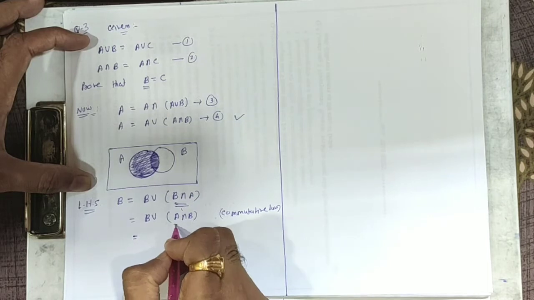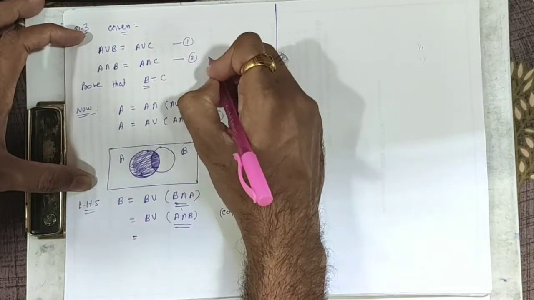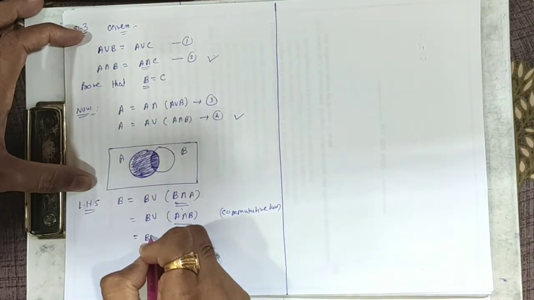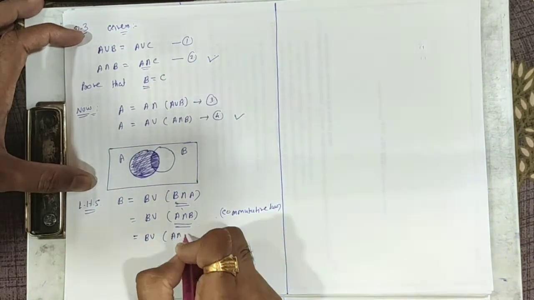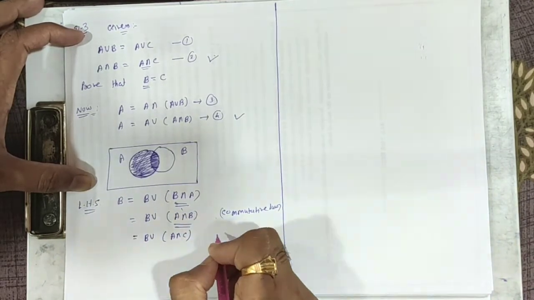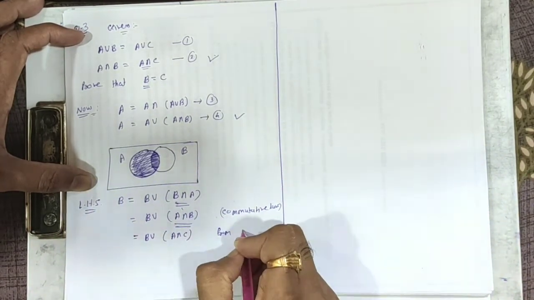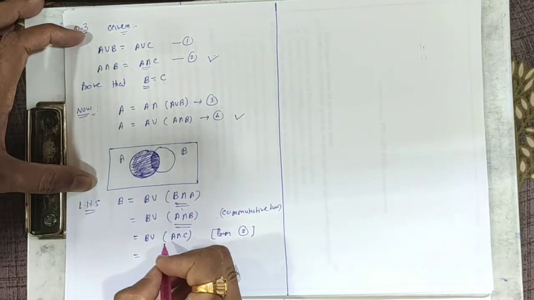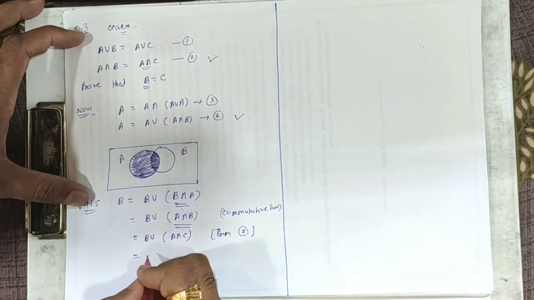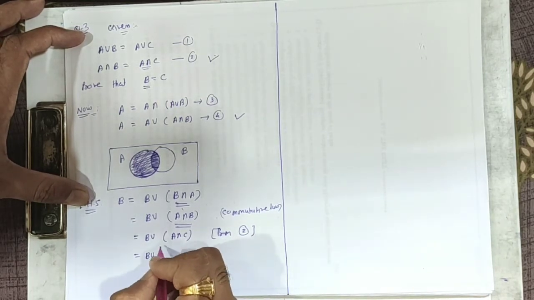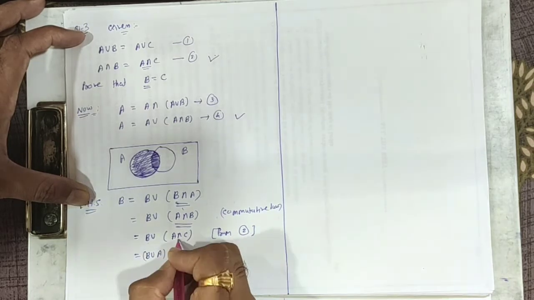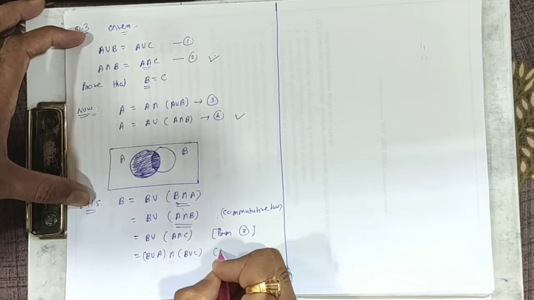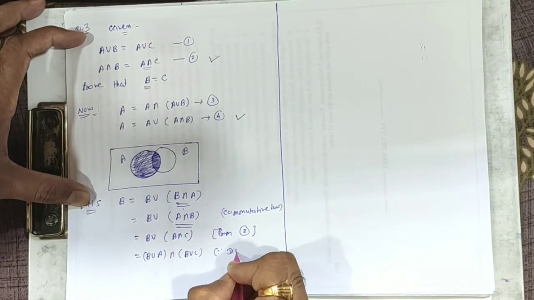Now this A intersection B can be replaced by result 2 as A intersection C. So B union (A intersection C). Done. This is from result 2. Now here we can apply the distributive law, which gives (B union A) intersection (B union C). Here we have applied the distributive law.